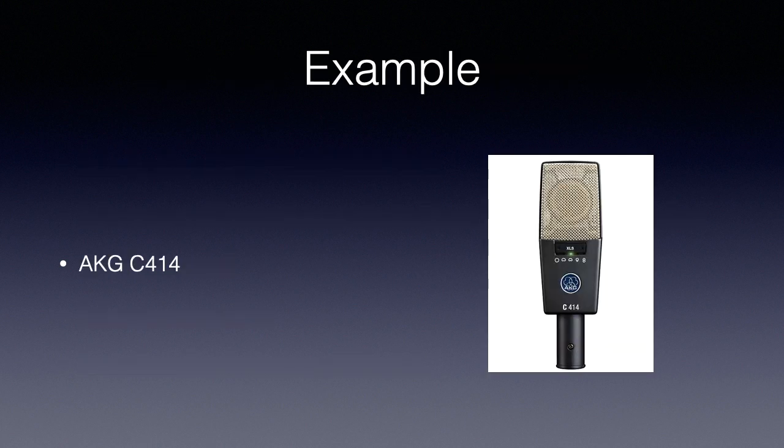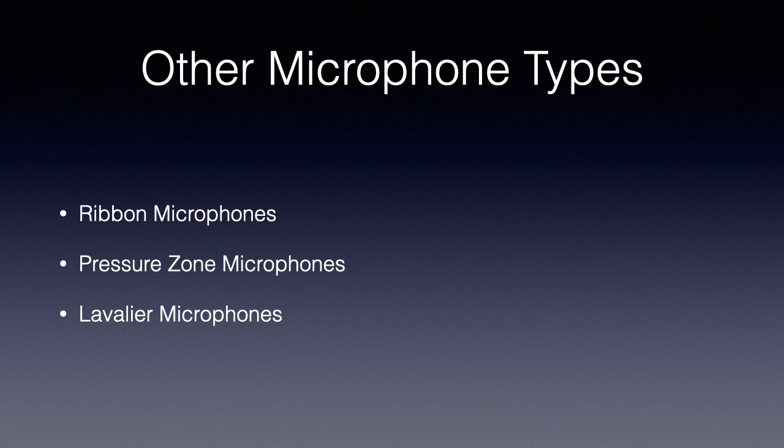Here is an example of the AKG C414 condenser microphone. Other microphone types include ribbon microphones, pressure zone microphones, and lavalier microphones. Ribbon microphones tend to not pick up high frequencies very much, so they make sound darker and warmer.